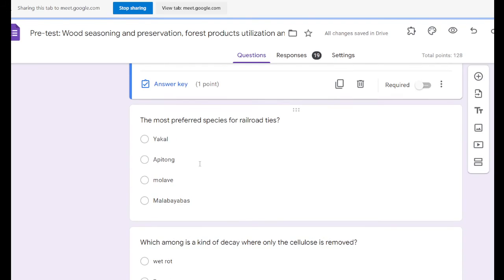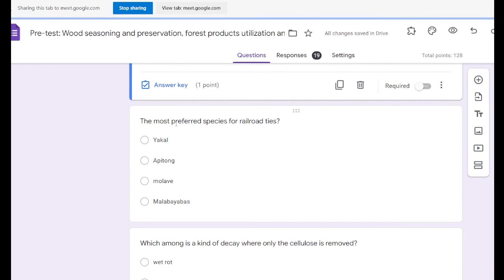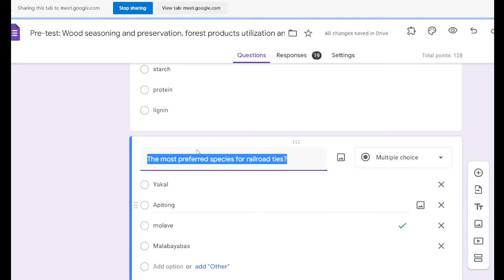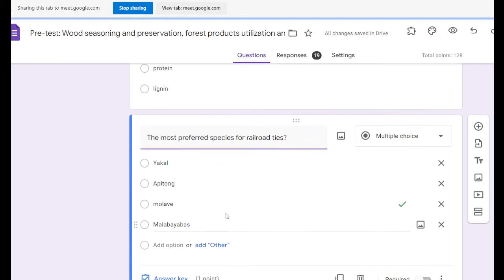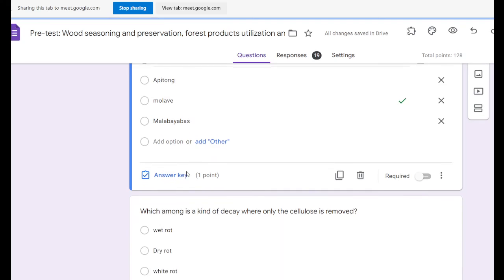The most preferred species for railroad ties. So, answer is mulabay. Okay? High density, high specific gravity species like mulabay are preferred for railroad ties.